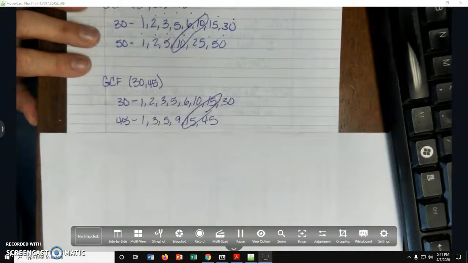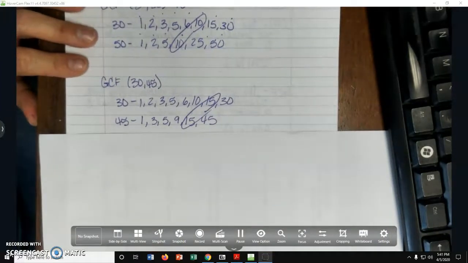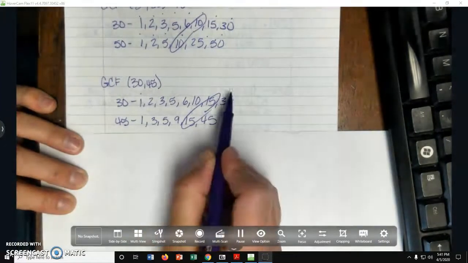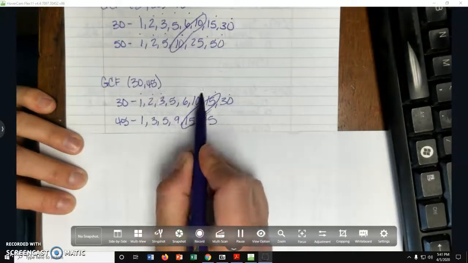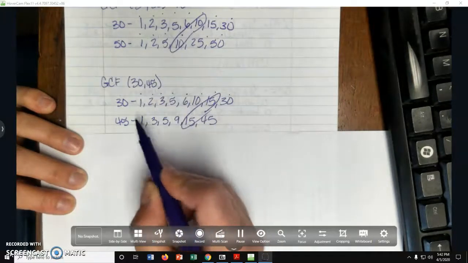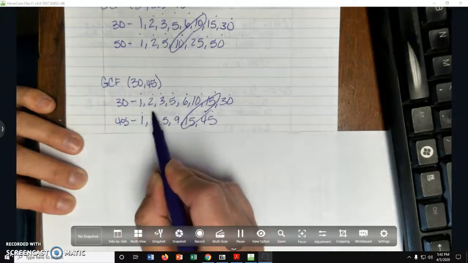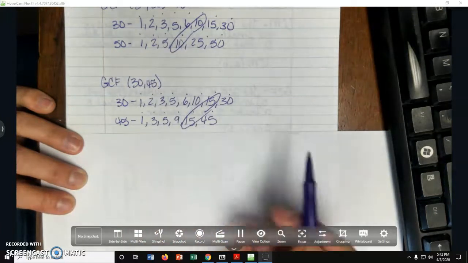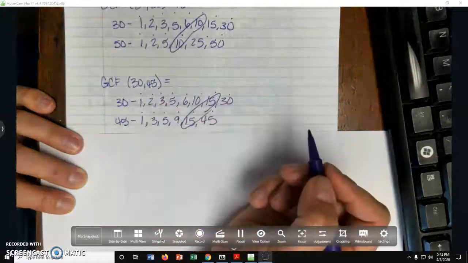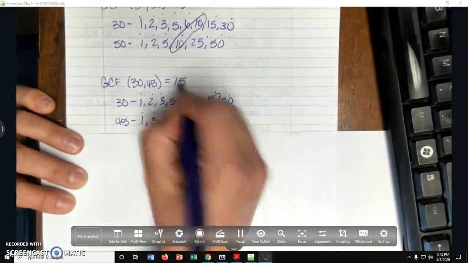Next example on your paper is the greatest common factor of 30 and 45. 1 times 30, 2 times 15, 3 times 10, and 5 times 6. 45 is 1 times 45, 3 times 15, and 5 times 9. Greatest common factor of 30 and 45 is 15.